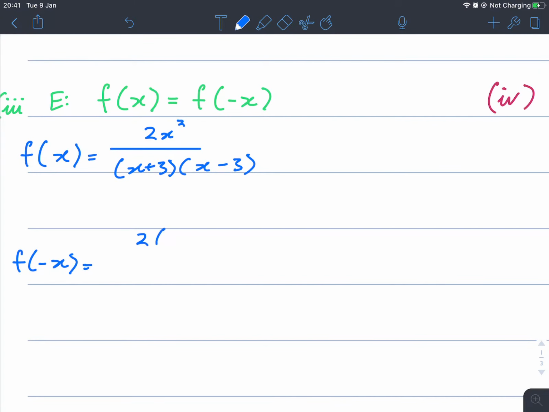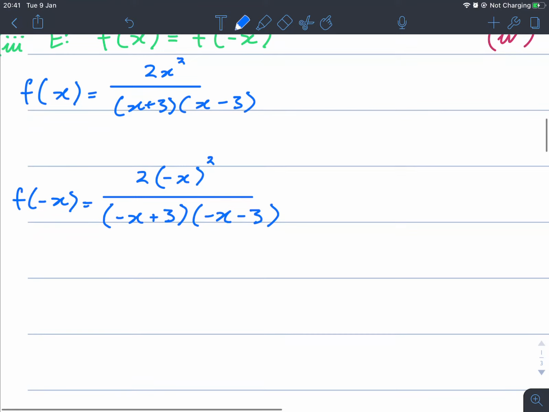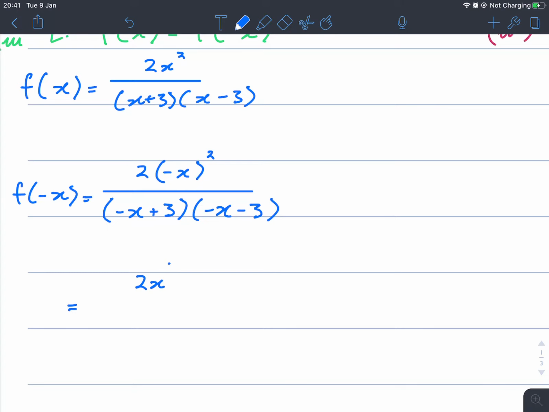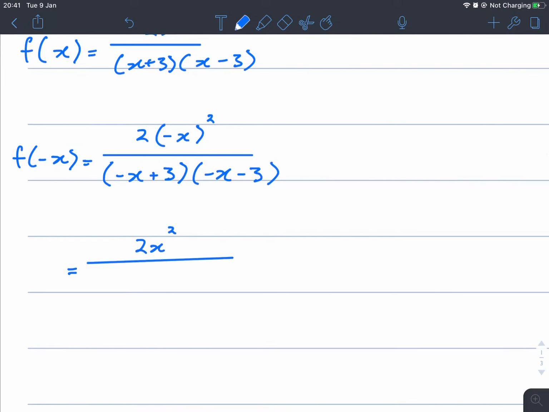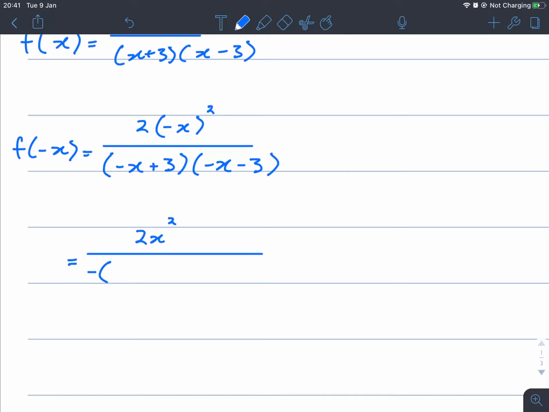Substituting negative x for all x, so 2 negative x squared all over negative x plus 3, negative x minus 3. The numerator now, 2 negative x squared, becomes just 2x squared. And our denominator, we can factor a negative 1 from here. So negative outside of x minus 3. And a factor of negative 1 from this one as well. So times negative x plus 3.